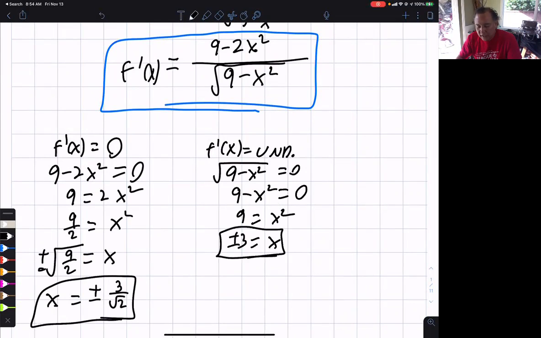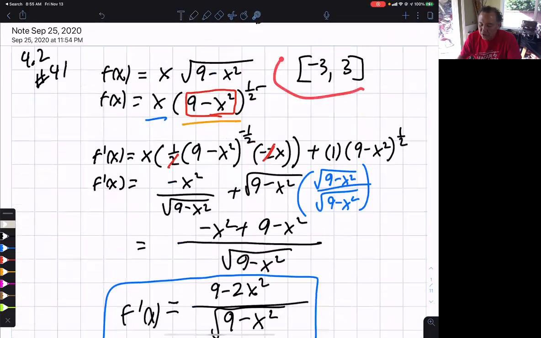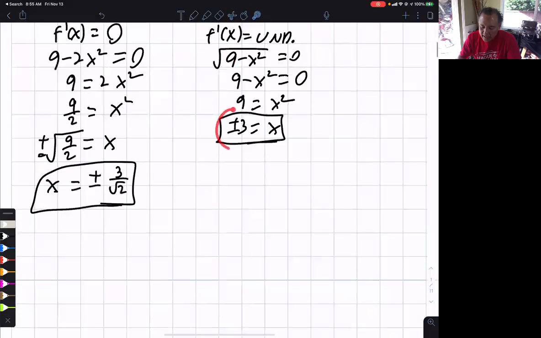And now let's look at our original question. Notice this is the domain. -3 and 3 are endpoints. So these are endpoints. And we learned critical points are not endpoints. Critical points are only points in the interior of our region. So these are not critical points. Relative max and mins don't occur there. There are the endpoints.